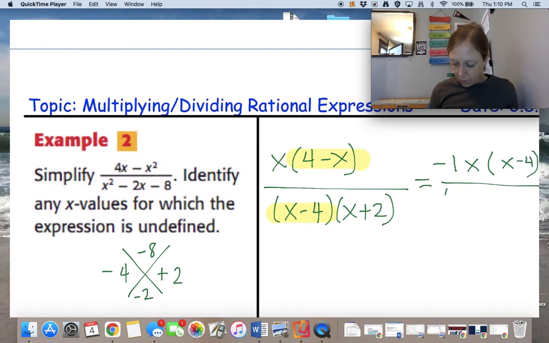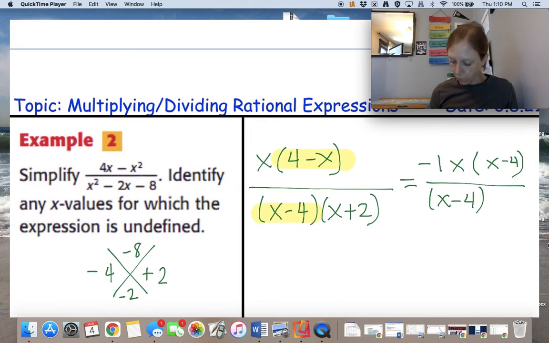And now I can cancel because I've got the positive x and the -4. All right, so this cancels and this cancels. And what I'm left with is a -1x. I'm just going to write -x over x plus 2.